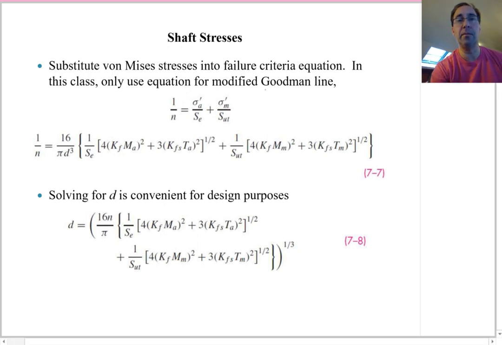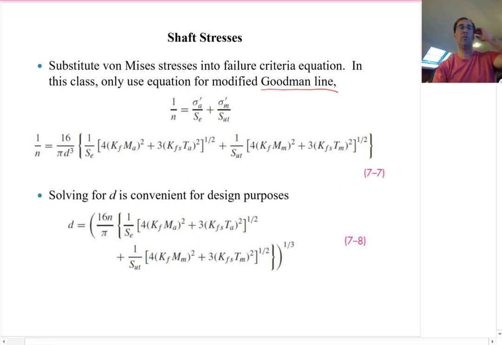Here's a good term here, Goodman line. We're only going to use the Goodman line. This is a fatigue analysis. So once you see Goodman, this means we're looking at fatigue. There's a bunch of other methods in there, but we're only going to look at the Goodman line.